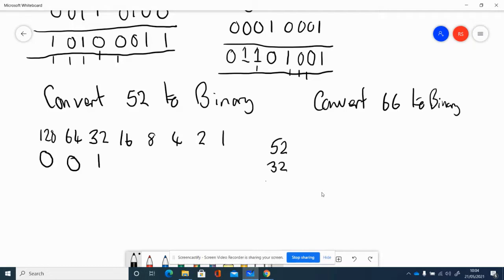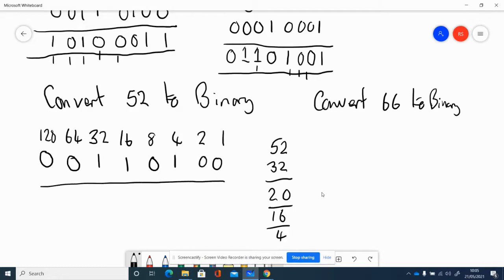So if I do a subtraction, I'm going to end up with 20 left. So there is a 16. I can take my 16 away. It leaves me 4. Here's my 4. I've got nothing else left. So that's my answer. I've converted 52 into binary.